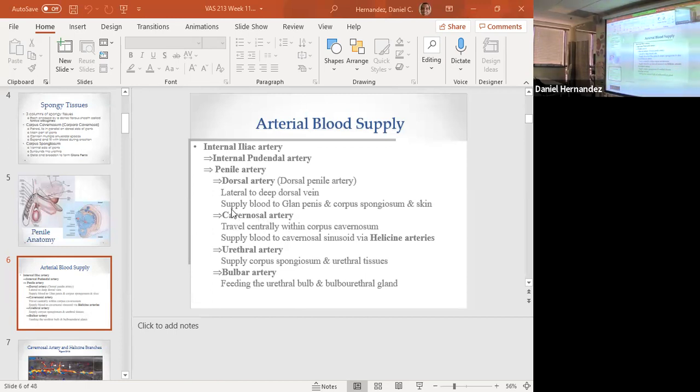And then we have the cavernosal artery. This is going to be in the corpus cavernosum. It travels centrally within the corpus cavernosum, and this supplies blood to those cavernosal sinoids. These are the areas of the spongy tissue that are going to fill up with blood and create the erection. This is via the helicine arteries. The urethral artery supplies the corpus spongiosum and the urethral tissue. The bulbar artery is feeding the urethral bulb and the bulbourethral gland.